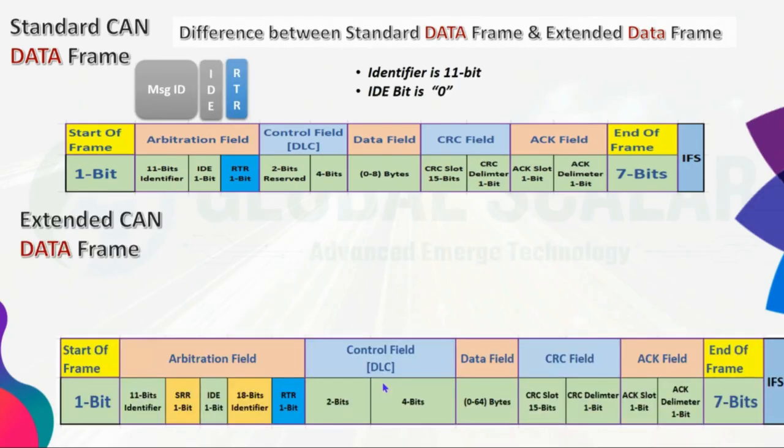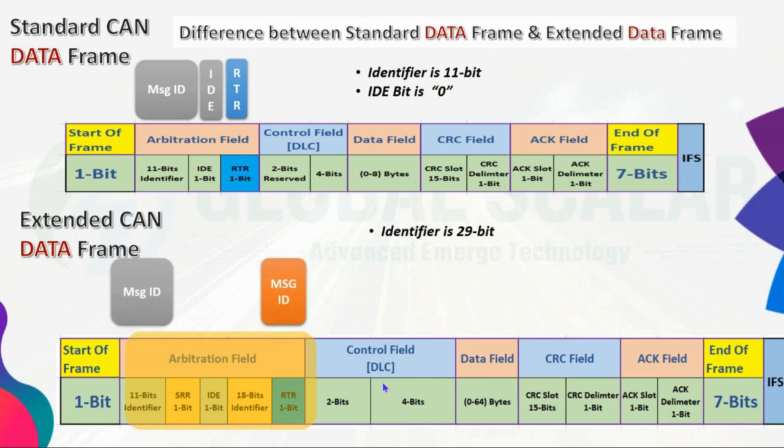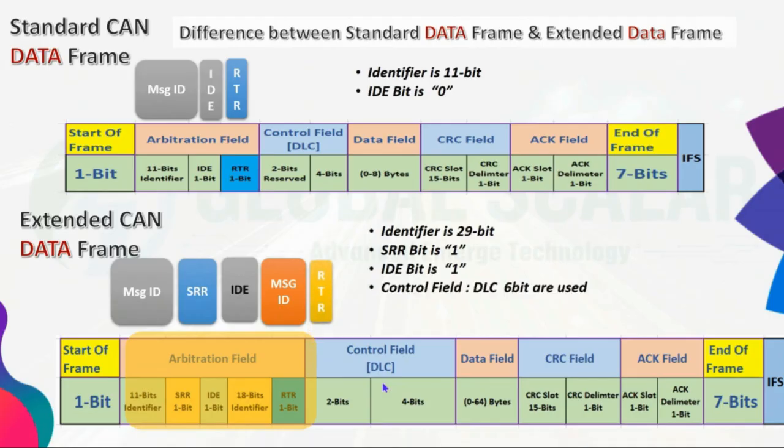So here, in the standard frame, specifically we need to understand the identifier is an 11-bit identifier and the ID is a 0. And coming to the extended CAN, we have an SRR that will be 1 and the ID will be a 1, and the control field will be 64 bytes of 4 bits, and 2 bits will be considered as the control bits.